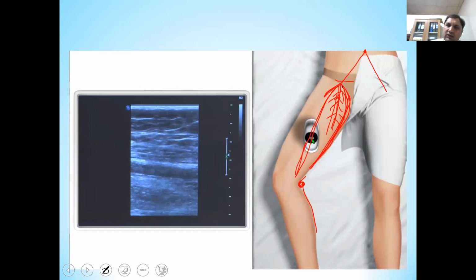If, for example, we place our transducer in short axis view, then we will have an image like this.